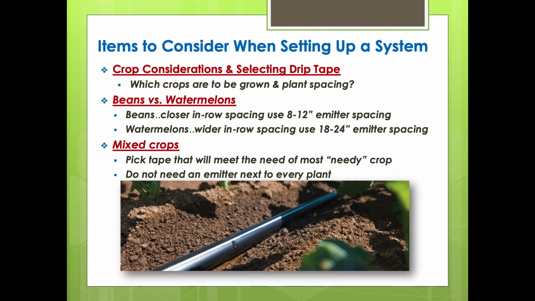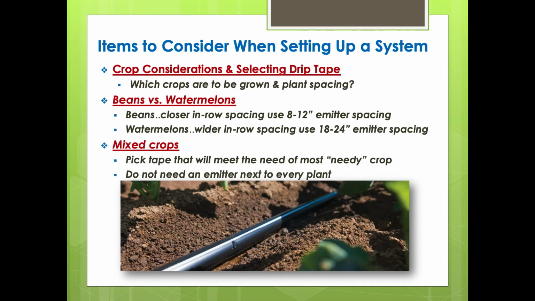There are a lot of tapes out there in terms of emitter spacing, and you really try to match it with the crop. If you're growing a mix of crops on the same area, you want to look at the crop that has the highest water demand to figure out which tape to use. If I'm growing only pumpkins, I don't need 12-inch emitter spacing. I can have 3-foot spacing, so I don't need to be putting out as much water as I would on a more tightly spaced crop. You understand that?